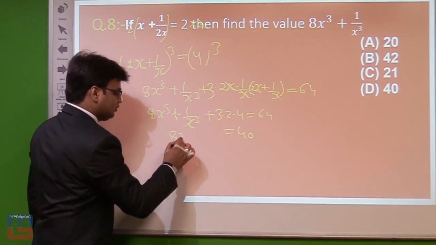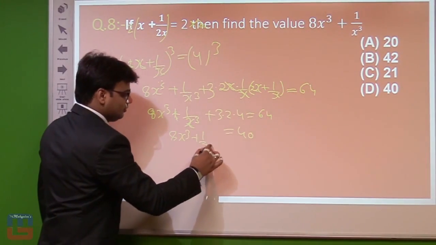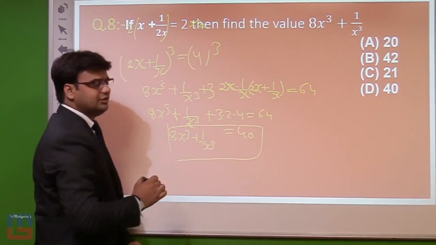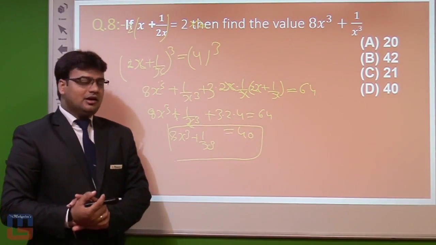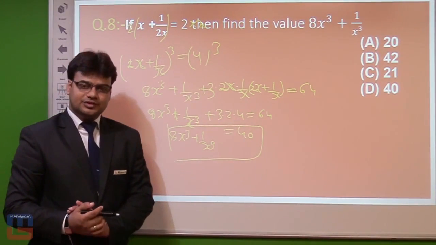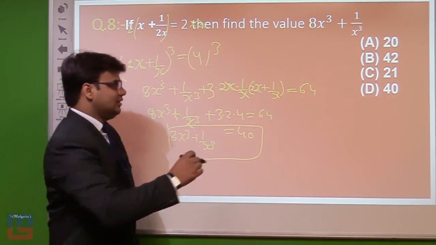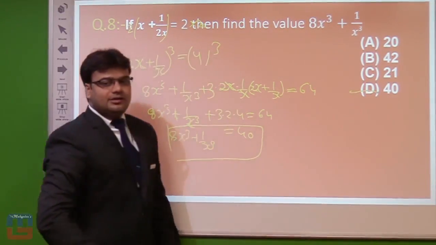That means 8x cube plus 1 by x cube is equal to 40. We check in which option 40 is available. It is clearly available in option D. So the correct answer is D. This question was based on algebra.